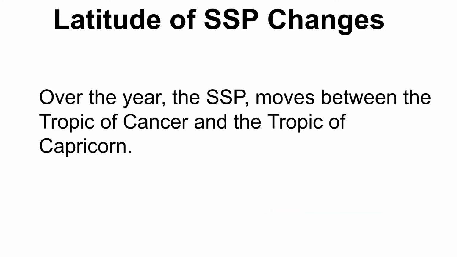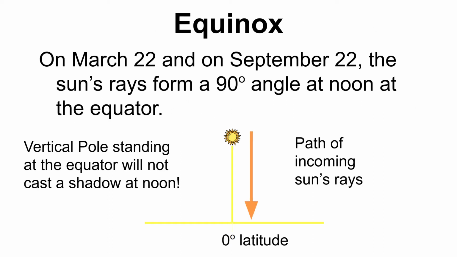Over the year, the subsolar point moves between the Tropic of Cancer and the Tropic of Capricorn. On the equinox, if you're at the equator, the sun would be directly overhead, hitting the surface at a 90-degree angle. If there was a pole standing at the equator, there would be no shadow at noon because the sun would be directly overhead.